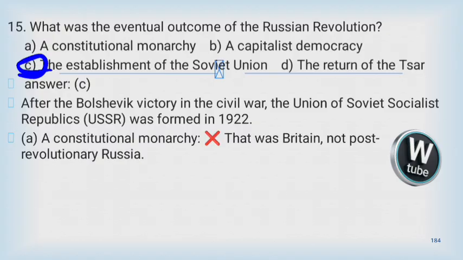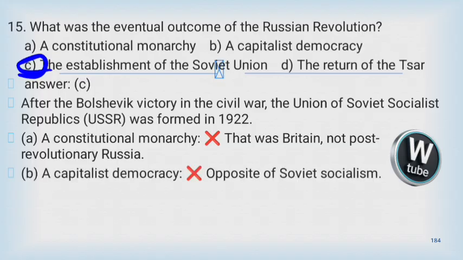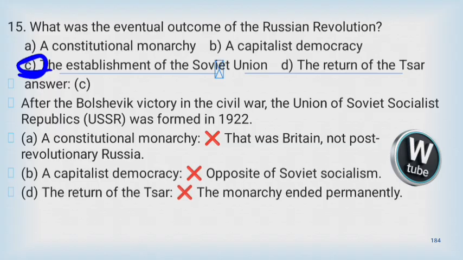A constitutional monarchy was Britain, not post-revolutionary Russia. A capitalist democracy was the opposite of Soviet socialism. And the return of the Tsar: the monarchy ended permanently and never came back. So the correct answer is, as I've said, C.